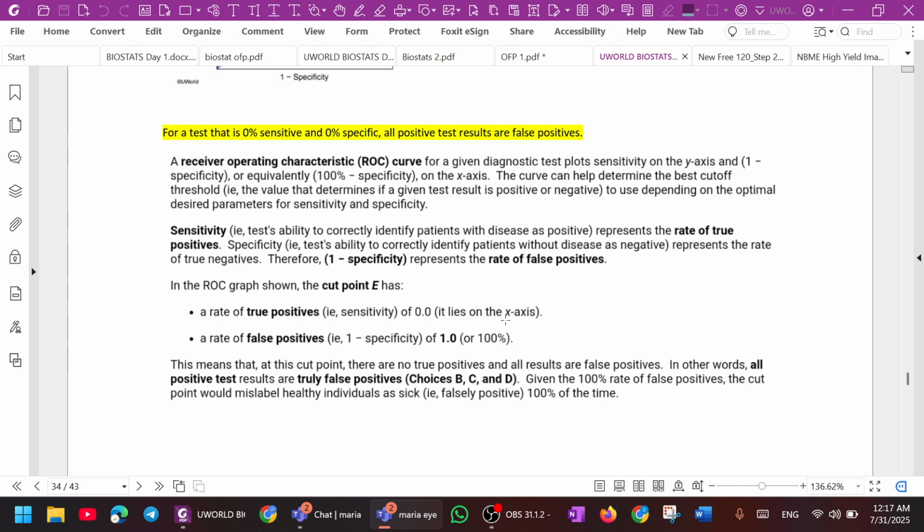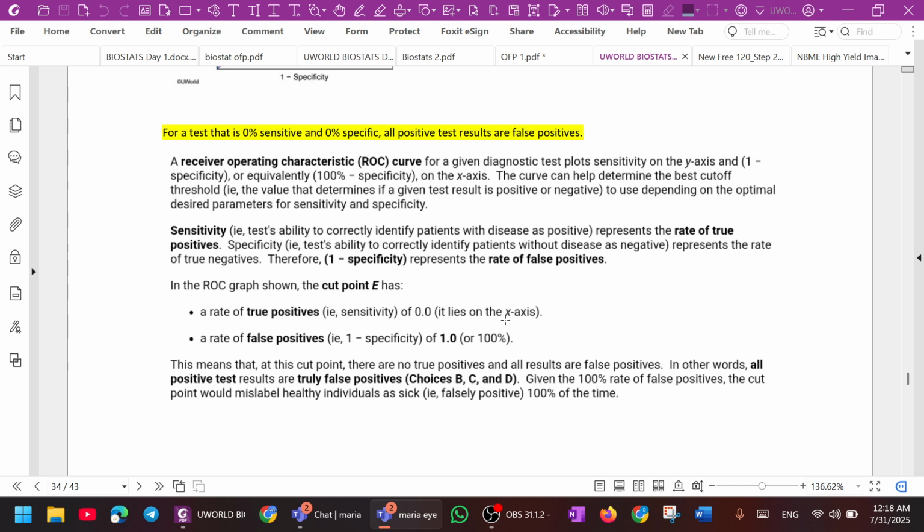Yes, you say it like that, that if we are closer to the x-axis, like at 0, it is more specific. If we go closer to the y-axis, like point E, then it is 0% specific. Okay. So according to specificity, true negative divided by true negative plus false positive.